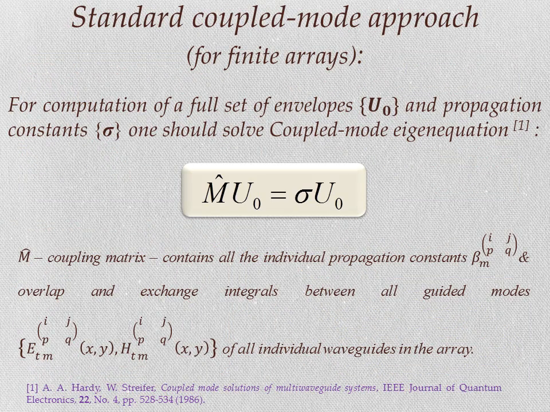Standard coupled mode approach for finite arrays. For computation of a full set of envelopes U0 and propagation constants sigma, one should solve the coupled mode equation: matrix M, the coupling matrix, times U0 equals sigma, the propagation constant, times U0.